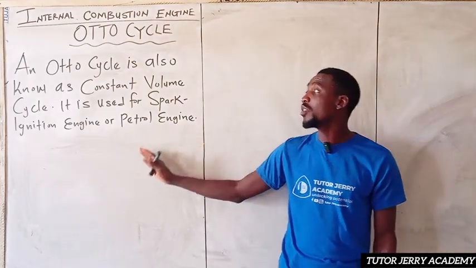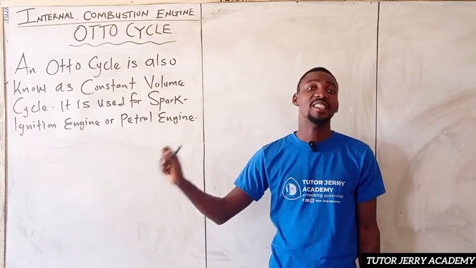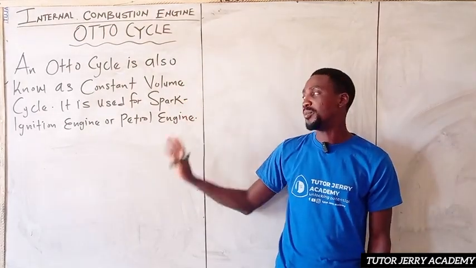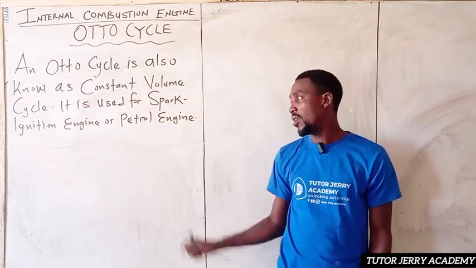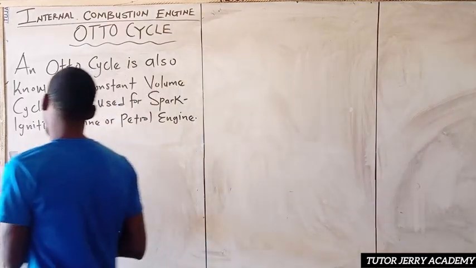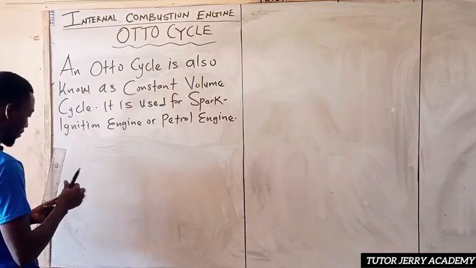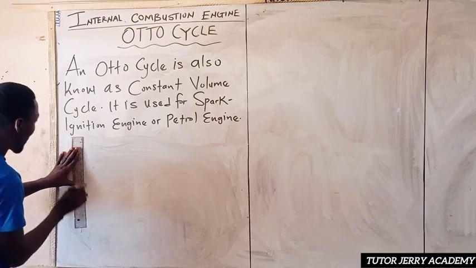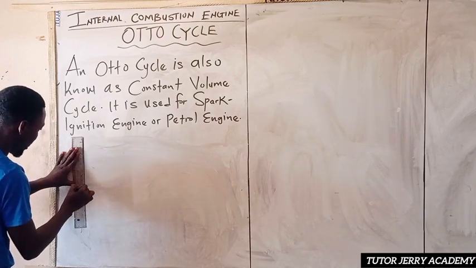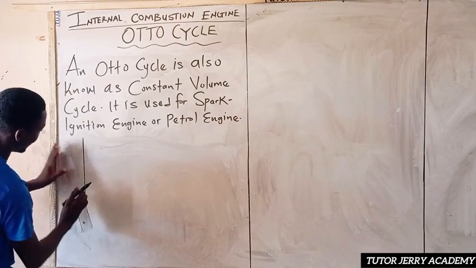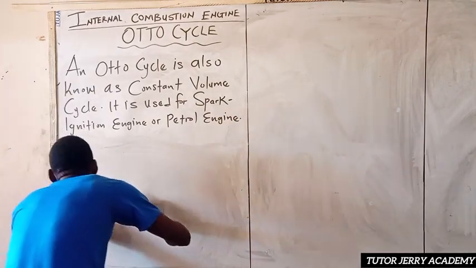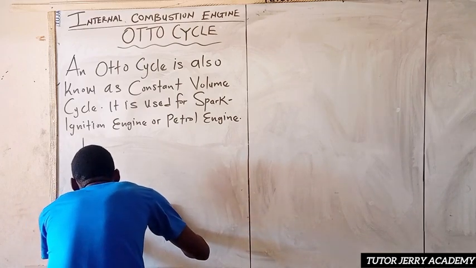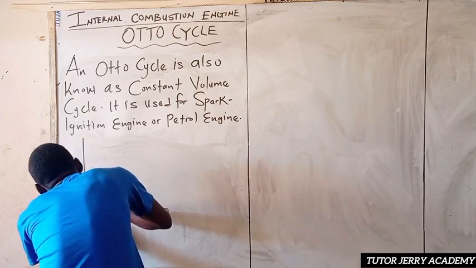So we are going to be looking at the PV and the TS diagram of an Otto cycle, so that I can explain the processes involved in an Otto cycle. Let's look at the PV and the TS diagram very quickly. The reason I decided to show how to draw it is because of our exam. For any question under gas power cycle, you must draw the PV and the TS diagram before you solve.